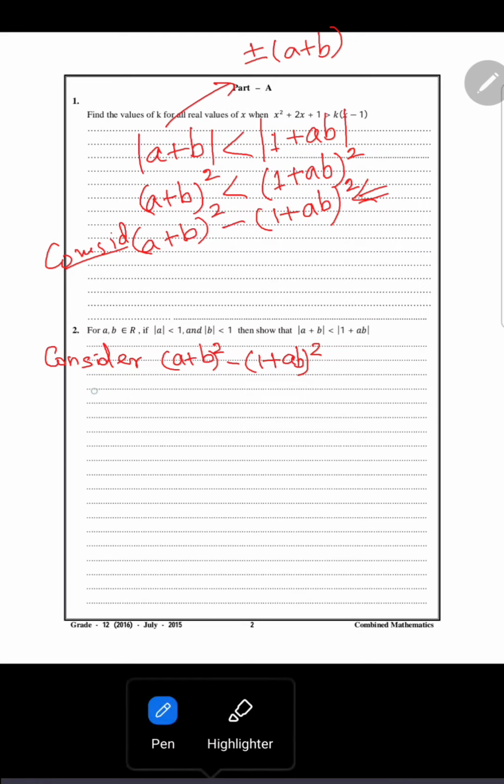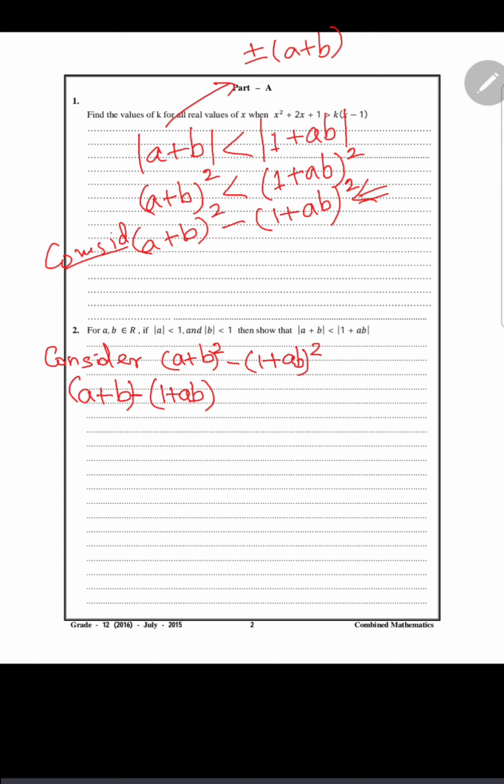Without squaring again, I can consider this as a difference of two squares. Here we have the (a+b) squared term and the (1+ab) squared term, and in between we have minus. So this is a squared minus b squared, a difference of two squares. So we can write the factors: a+b is one factor, 1+ab is the other factor.